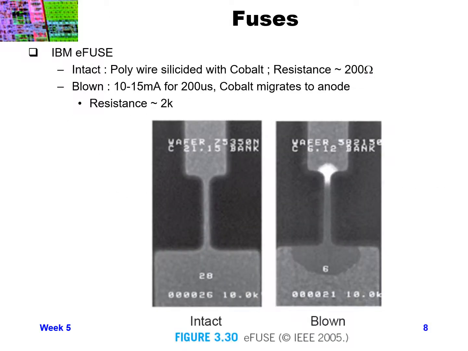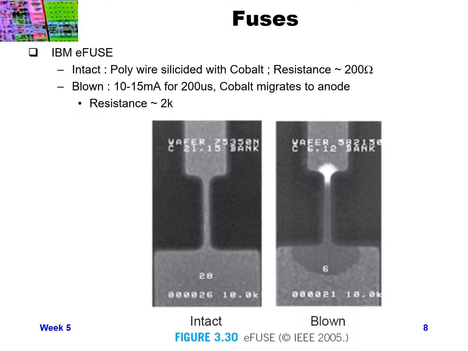So below is just showing an example from IBM of what they call an E-fuse. On the left is an intact poly wire that's silicided with cobalt and has approximately 200 ohms of resistance through it. On the right, they sent basically 10 to 15 milliamps for about 200 microseconds through it.